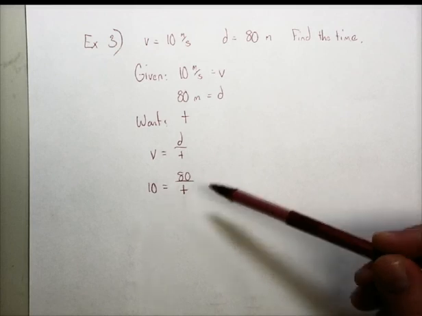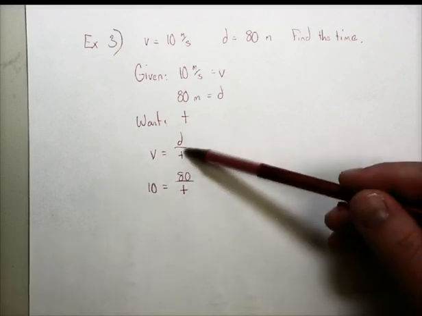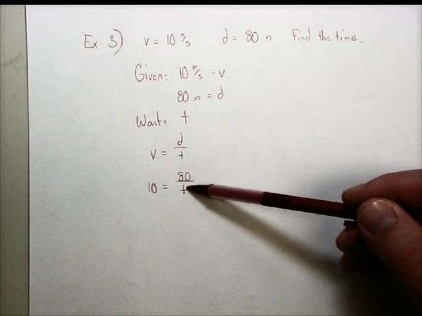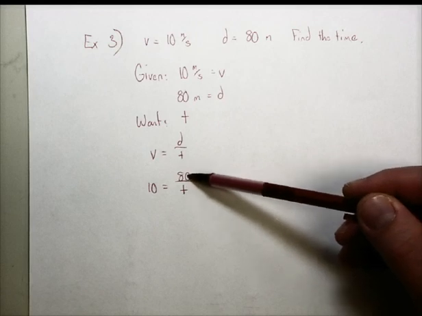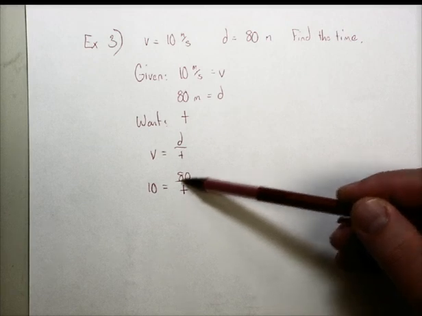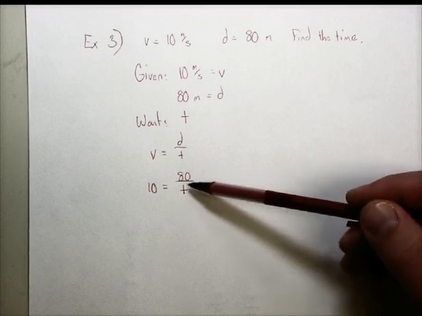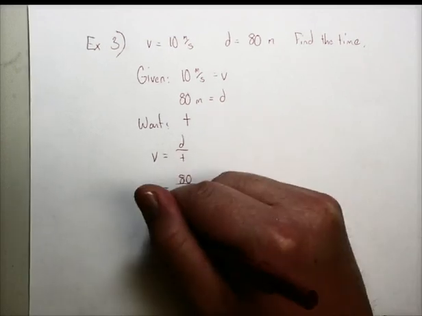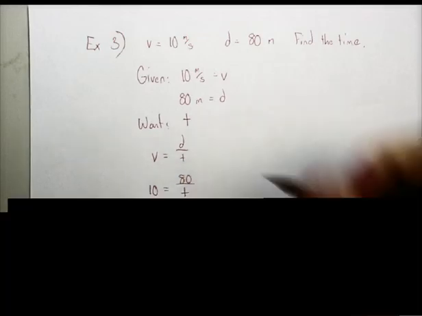So what we're going to do, remember before, if we knew what was on top and we wanted to find what was on top, we'd multiply what's on bottom. We're actually going to take that same step again. Take what's on bottom and multiply both sides on it. Basically, you always want to avoid fractions. So we multiply both sides by t, and what we get is 10t equals 80.